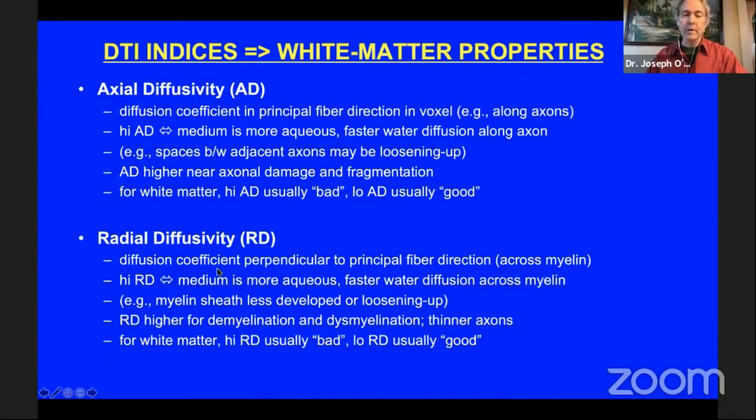For white matter, high AD usually thought of as bad, low AD usually thought of as good. Radial diffusivity, on the other hand, is the diffusion rate perpendicular to the fiber direction, e.g. crossing through the myelin. High RD corresponds again to a more aqueous medium, faster diffusion going across the myelin. That could happen, for example, if the myelin sheath is underdeveloped or loosening up. RD is higher for demyelination and dysmyelination and for thinner axons. And again, high RD is thought of as bad, low RD is as good.